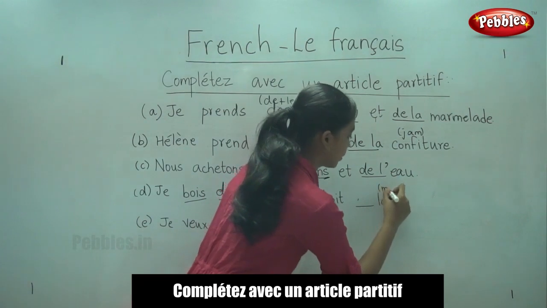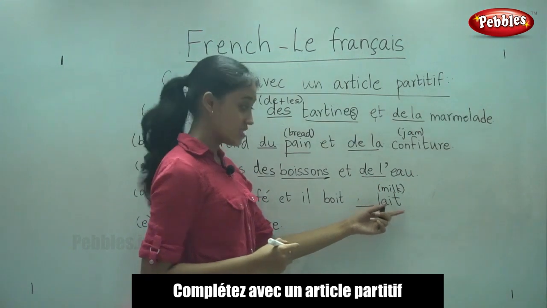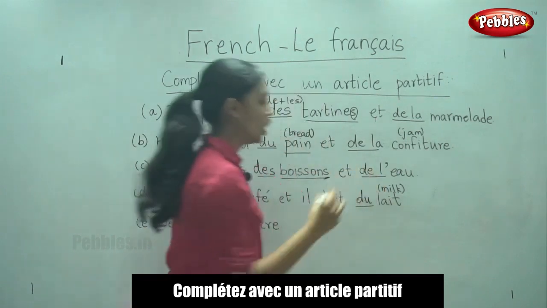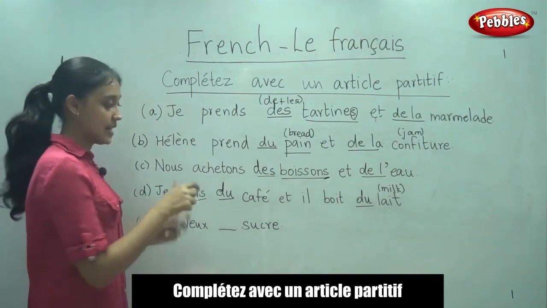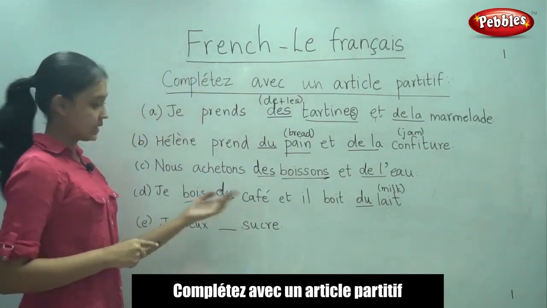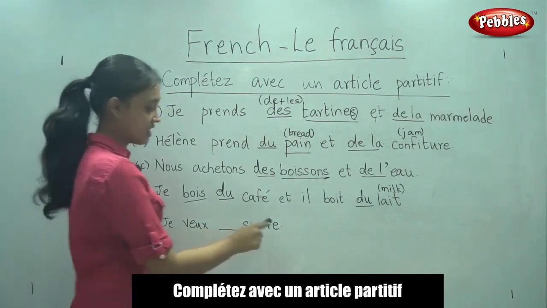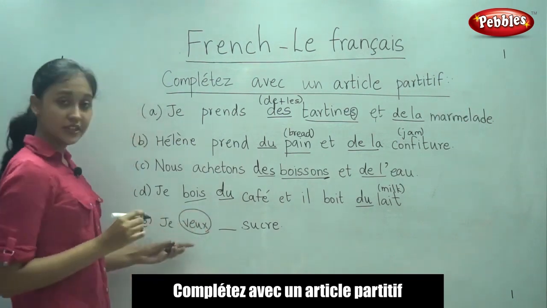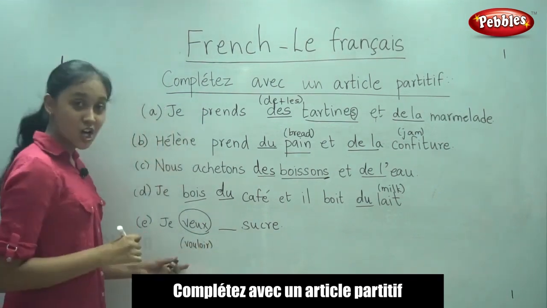Lait means milk, okay? Now, this is also in the masculine singular form. So, we write du. Il boit du lait. I drink some coffee and he drinks some milk. So, it is very easy. And finally, the last sentence. "Je veux dash sucre." Now, do you remember this verb? Veux, it is the vouloir verb. It means to want.